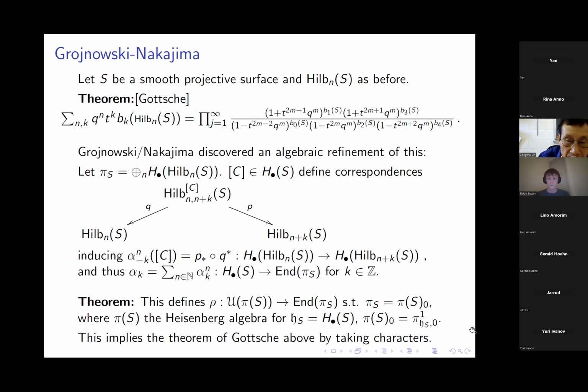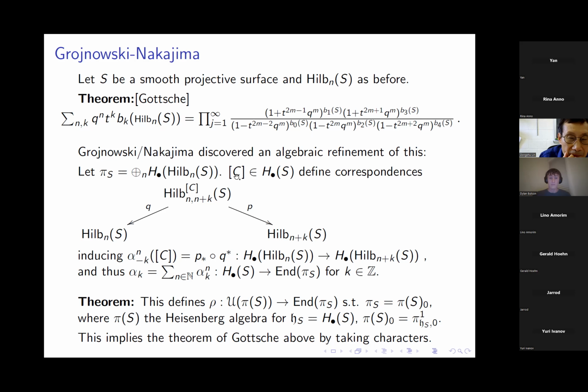What's the role of C in this page? You fix some class C. Right. What's the role? Why don't you take the whole S or something?